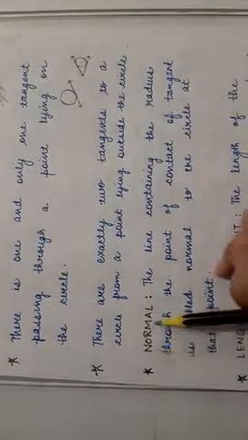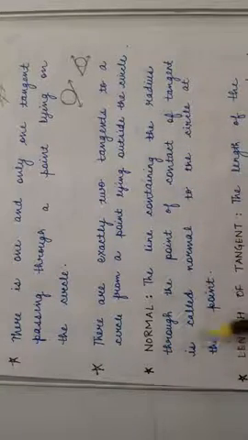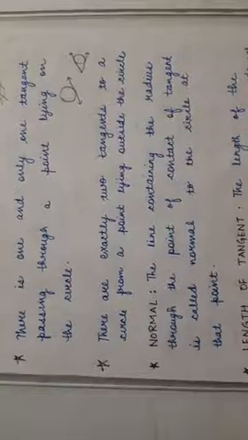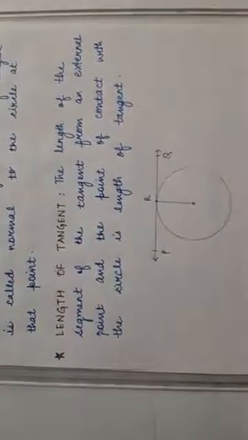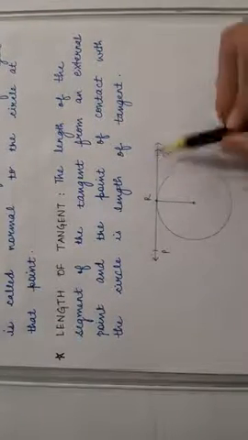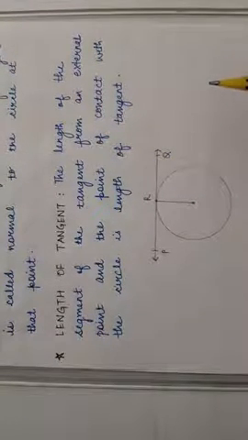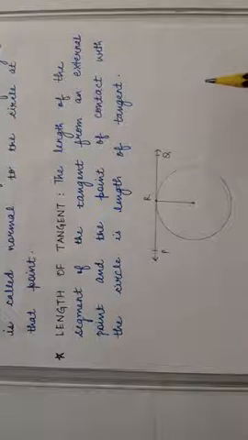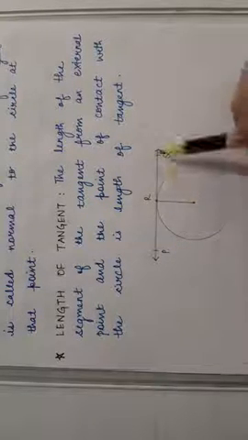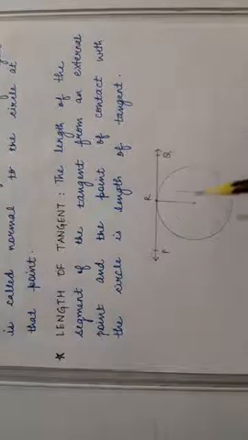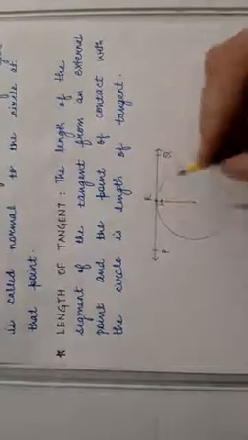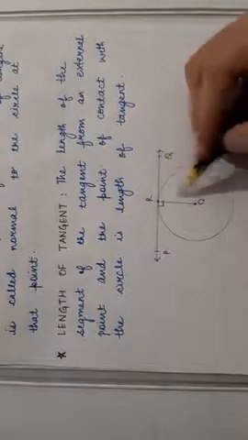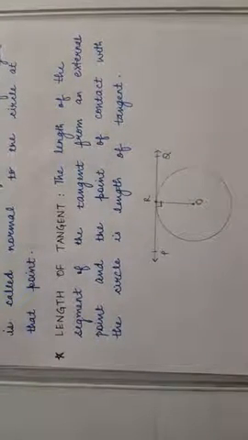Then next term is normal. The line containing the radius through the point of contact of tangent is called normal to the circle at that point. Now you should have a point clear in your mind that any line which is perpendicular to the tangent is called normal. In future, when you will be studying these concepts, you'll get to know any line which is perpendicular to the tangent is called normal. Herein we have studied that radius is perpendicular to the tangent. So as radius is perpendicular to the tangent, this radius is also called normal.